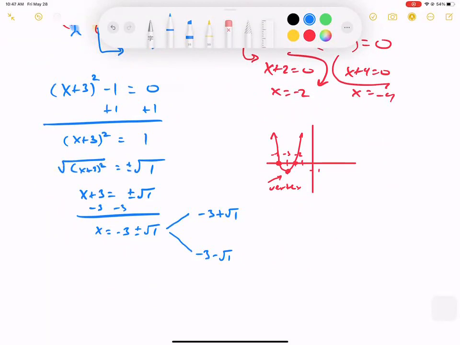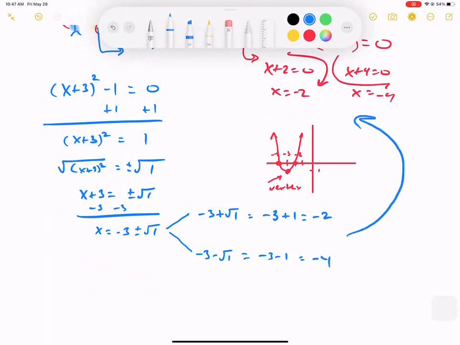Now, just to say this, what's the square root of 1? Hopefully you know the square root of 1 is just 1. And so what is negative 3 plus 1? That's going to be negative 2. Negative 3 minus 1 is negative 4. And guess what? That was our answer back here.